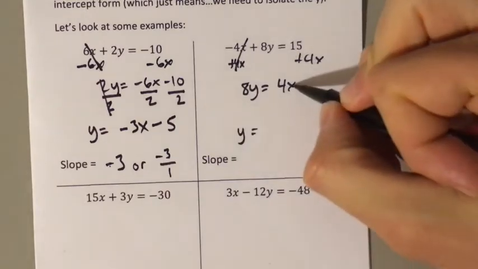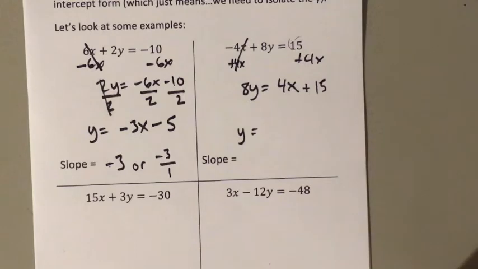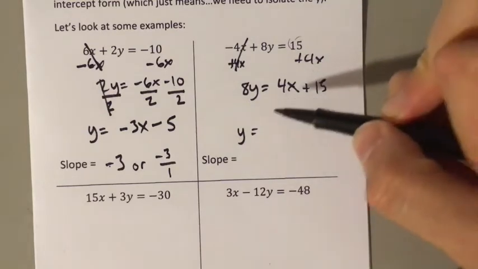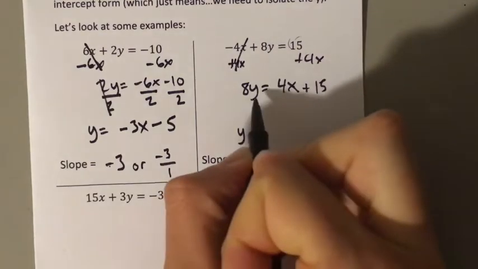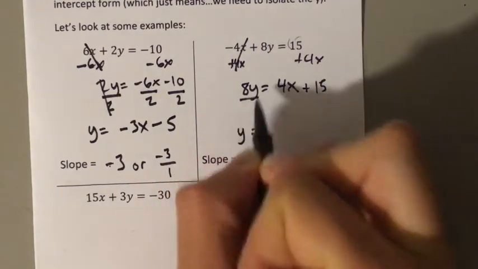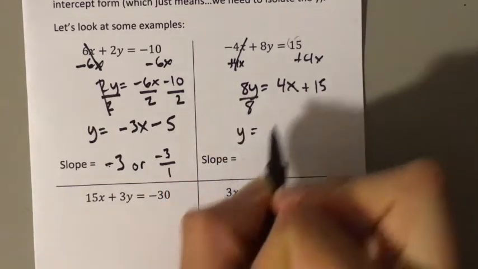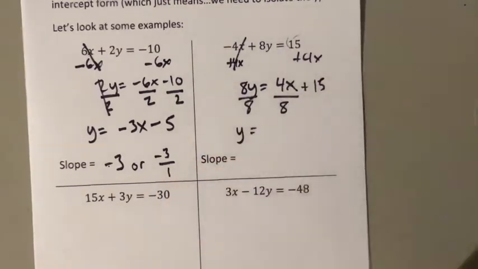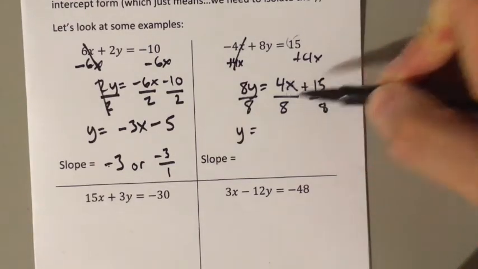And that's just a positive 4x. And that's a positive 15. So I'm just going to add the 15. Now, 8y equals 4x plus 15. With that, to get rid of my 8y's, I just want one y, so I'm going to divide by 8. I'm going to do the same on the right to everything, just like I did before. 4 divided by 8.